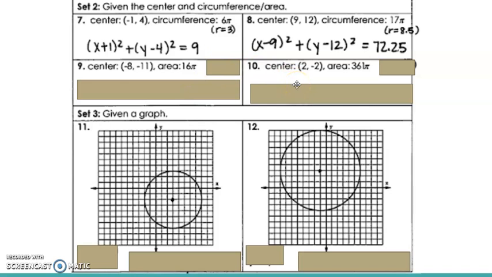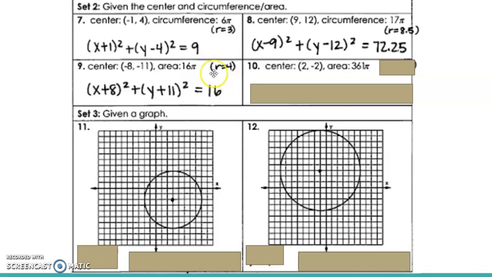9 and 10 are the same way, but instead of being given our circumference, we're given our area. So area is pi r squared. That means I am going to cancel out my pi's, and I'm going to take 16 and square root it to get just my r, and that's going to be 4. Once I have 4, I can square that and write it as 16 on the right side and replace my h and my k with -8 and -11.